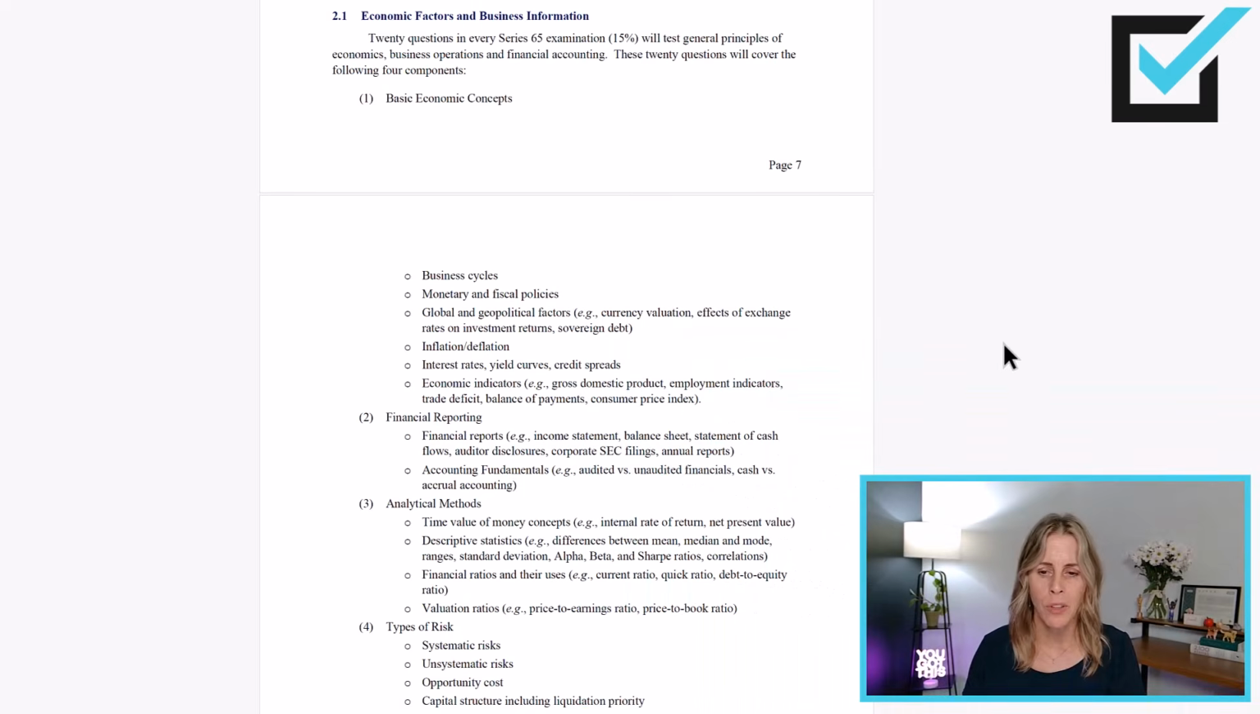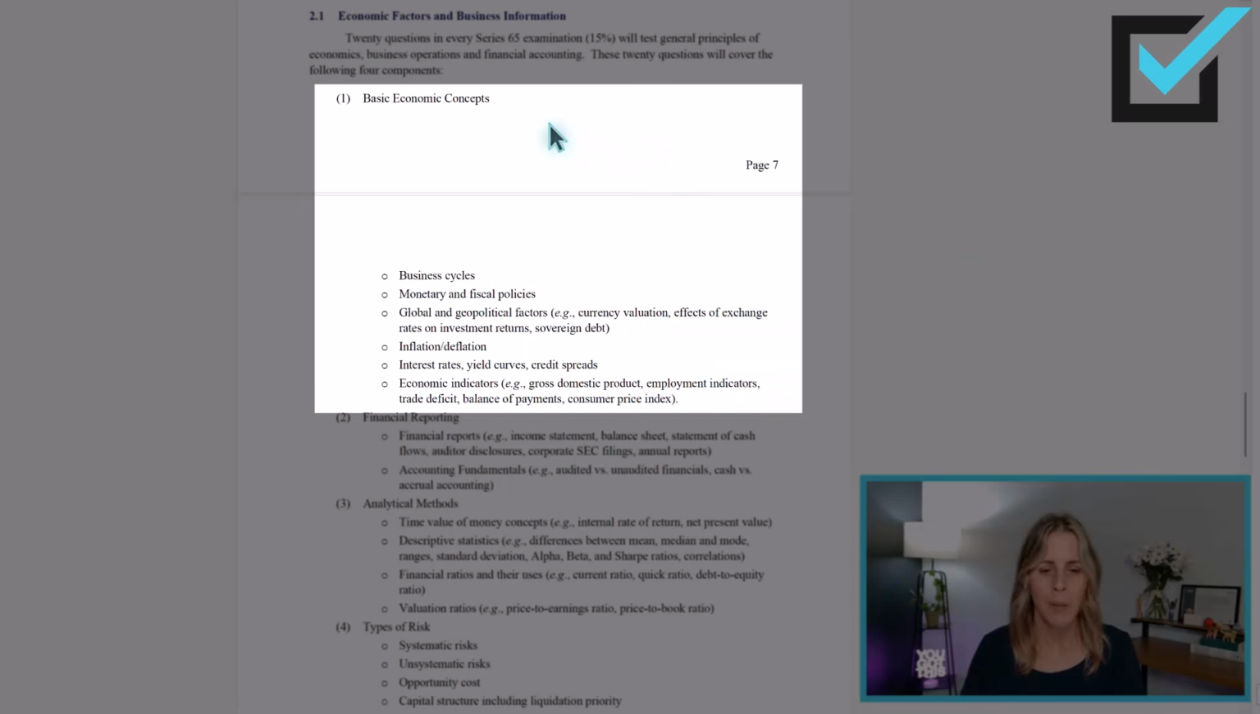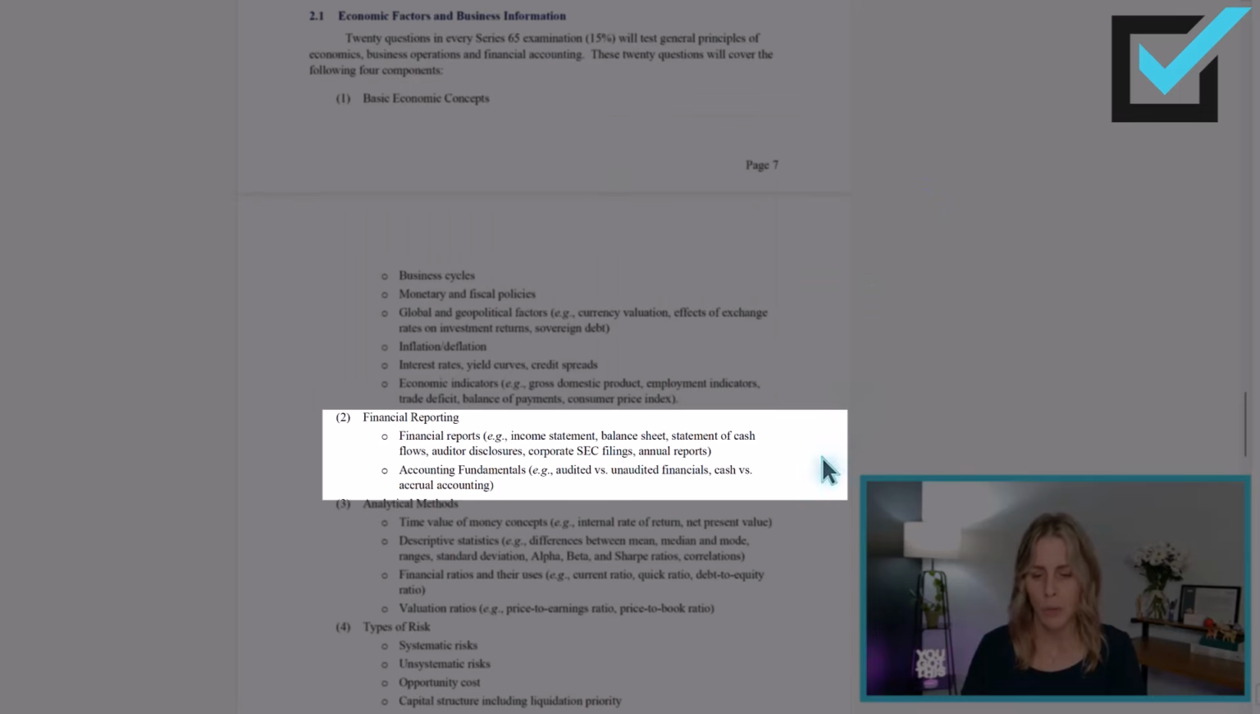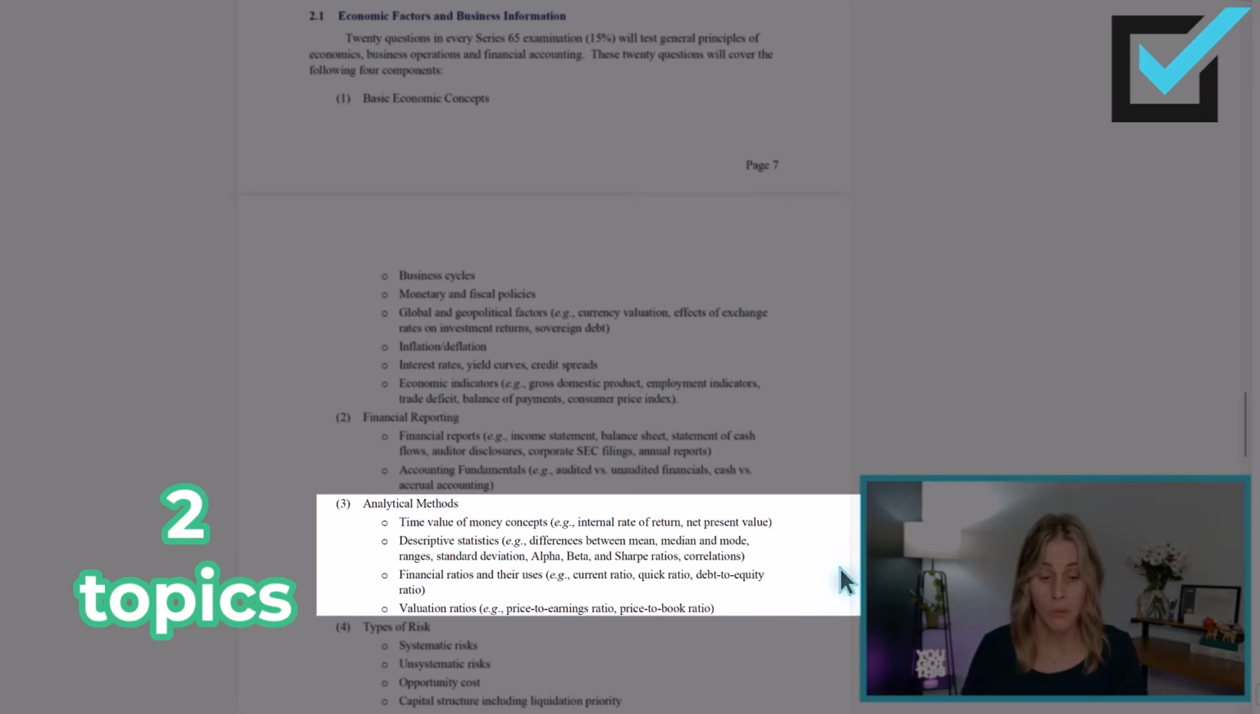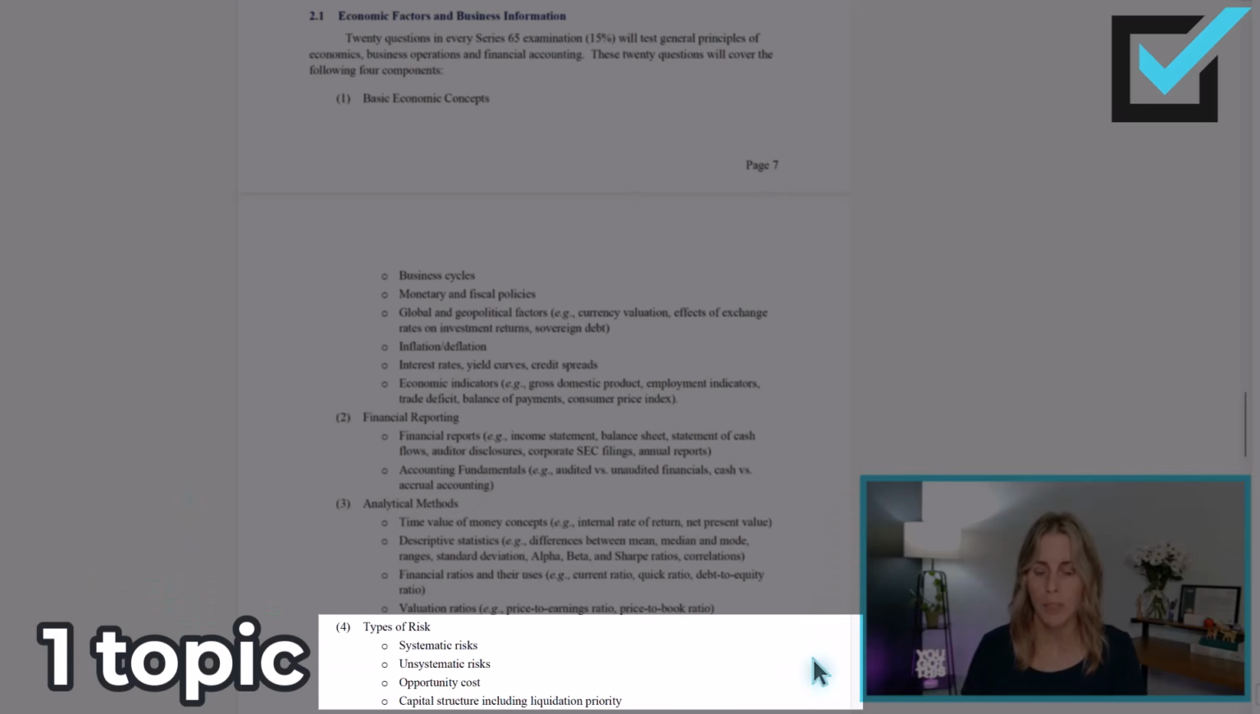I know within here there's 4, but I'm going to break down basic economic concepts into 2 different topics. Financial reporting is 2 different topics. Analytical methods is 2 different topics. Types of risk is 1. 7 topics for this section total.